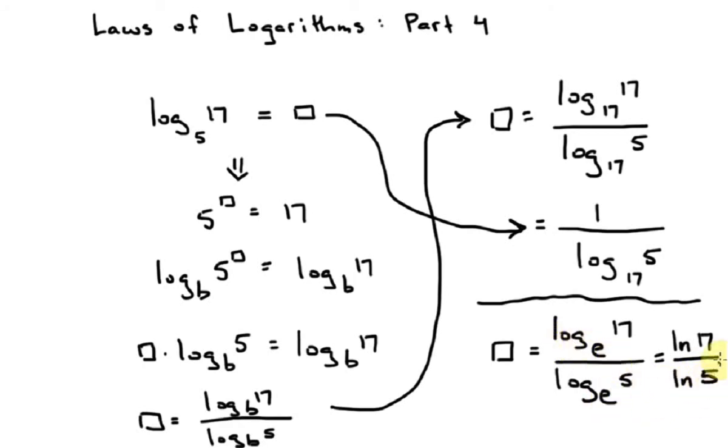You would get the same number if you went natural log of 17 divided by natural log of 5, or you could go base 10 of 17 and divide that by base 10 log of 5. So log 17 divided by log 5, or natural log 17 divided by natural log of 5. So those are just some little extras there. Let's summarize these extras for you.